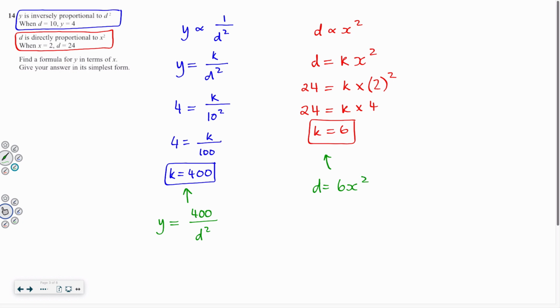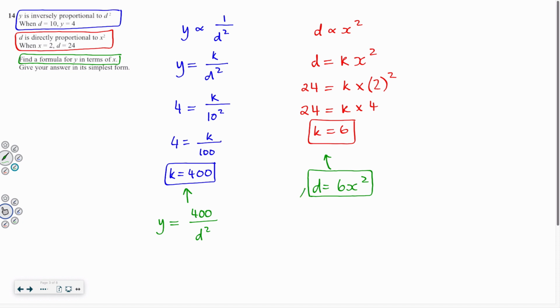Now what we want is a formula for y in terms of x. So we want to eliminate our d's. Now when it says a formula for y in terms of x, we want y equals some function of x, as we want y in terms of x. So if we look at this formula here, we can see that we've got y equals some equation in terms of d. So y is in terms of d here. But if we look here, we've actually got d equals something in terms of x.